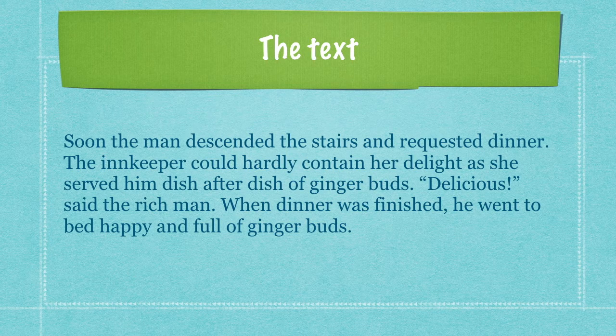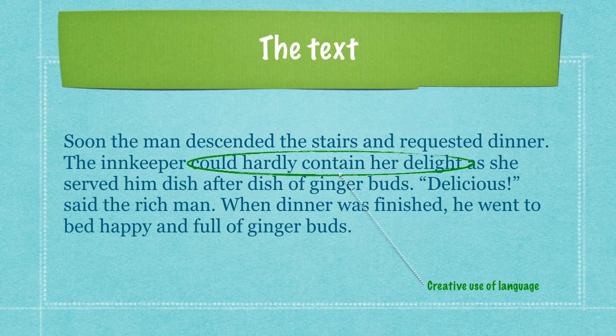We can also see some good creative language throughout this story. For example, here, rather than just saying the innkeeper was very happy, the writer used a negative phrase, could hardly contain. Again, by using dish after dish, the reader can easily create an image of the innkeeper serving a lot of ginger buds, more so than just saying she served him many plates of ginger buds. Try using such creative writing in your own story this week.